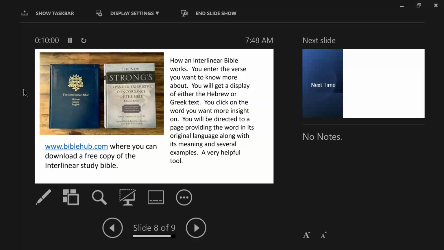You click on the word you want insight on, and you will be directed to a page providing the word in its original language along with its meaning and several examples. It's a very helpful tool. It's a quick way to do word studies or to understand a word. And here is a website that you can download it for free, www.biblehub.com. And you can download a free copy of the Interlinear Study Bible. And it's a very helpful tool. It's a tool that I use when I'm working off of my computer.